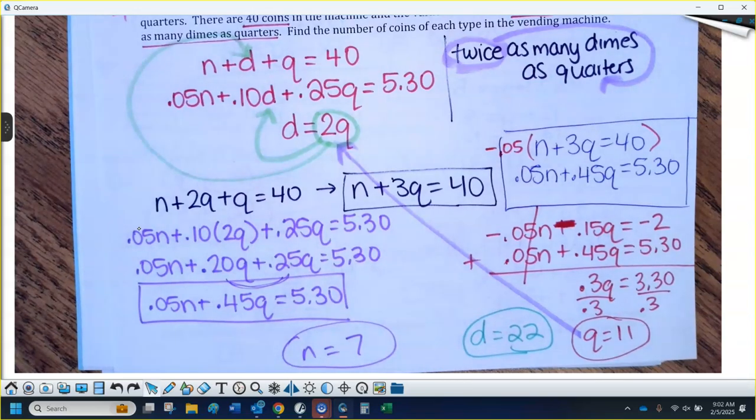And then in terms of an ordered triple here, they probably wouldn't ask you to do anything like that because the letters are not X, Y, Z. They would probably have you just write like nickels 7, dimes 22, quarters 11. But however you want to write it, if you got a word problem, is totally fine with me.